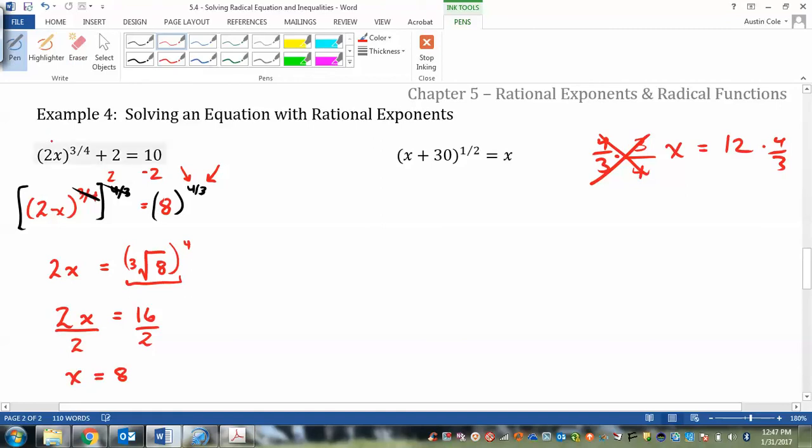We better plug this in. What's 2 times 8? 16. So now I'm going to take 16 to the 3/4 power, power over root. So I'm looking at the 4th root of 16 cubed. What's the 4th root of 16? 2. That is 2. 2 cubed is 8. 8 plus 2 is 10.